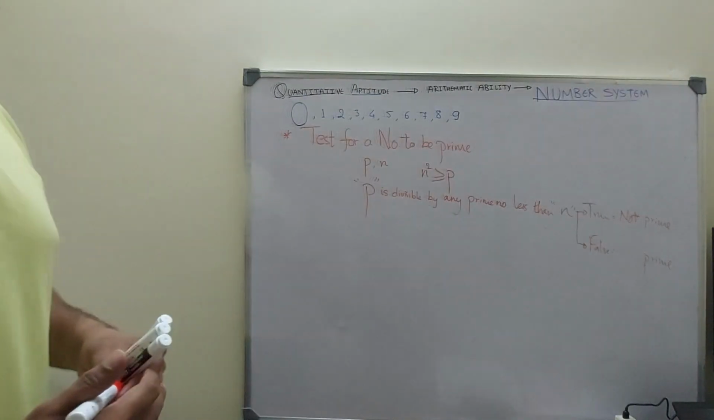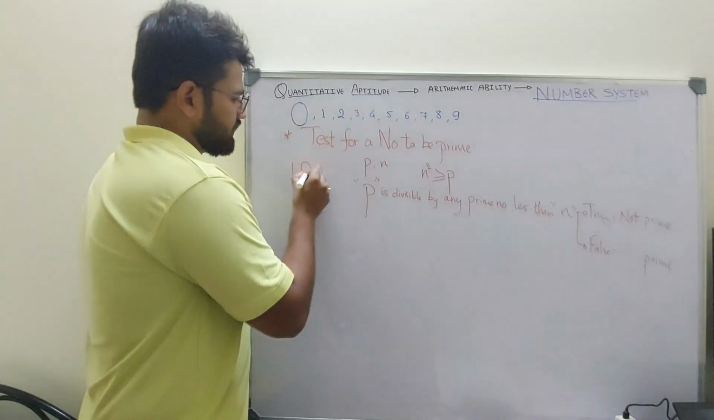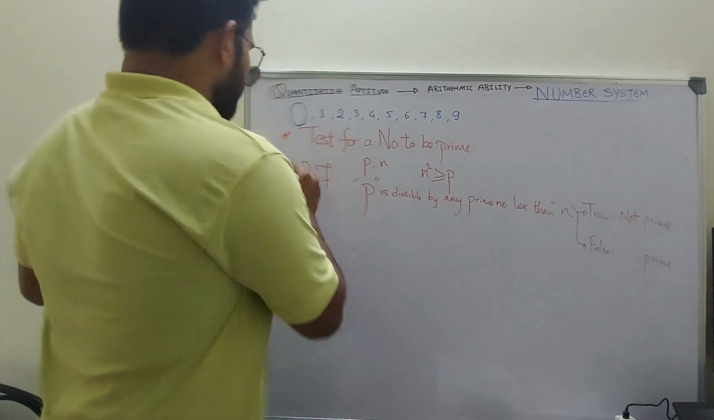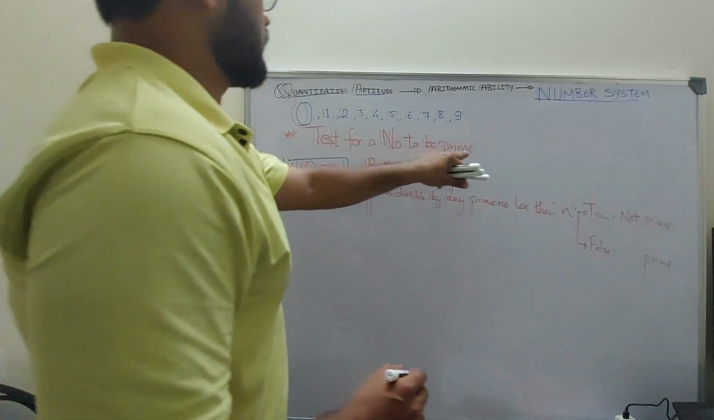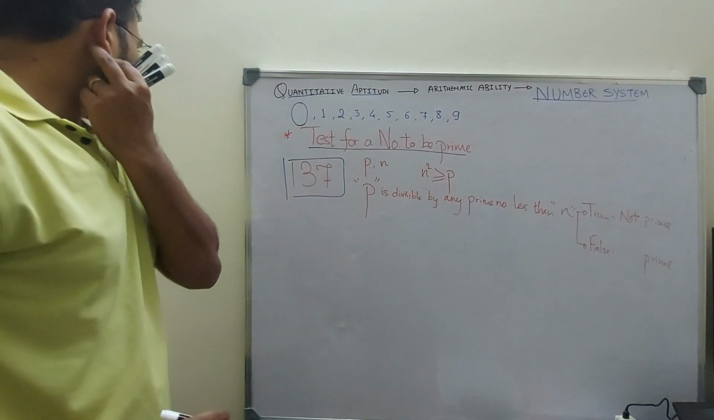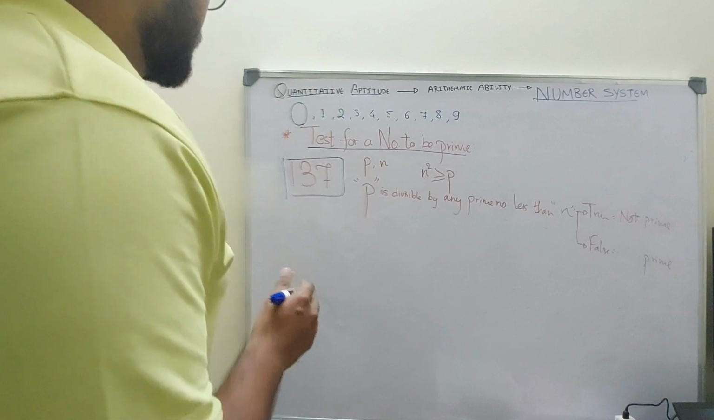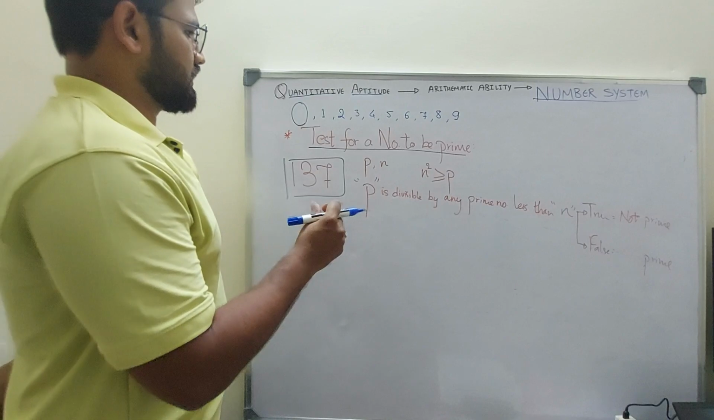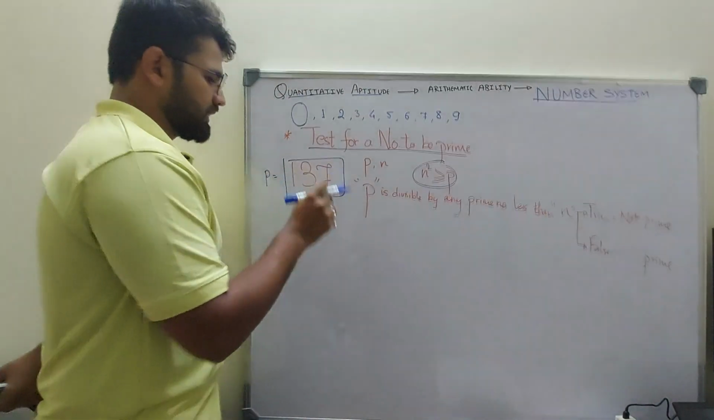So let's consider an example. We'll take the example as 137. This is our example which we are going to test with this test for a number to be prime. With this theory, we are going to test whether 137 is prime or not. So p we have is 137.